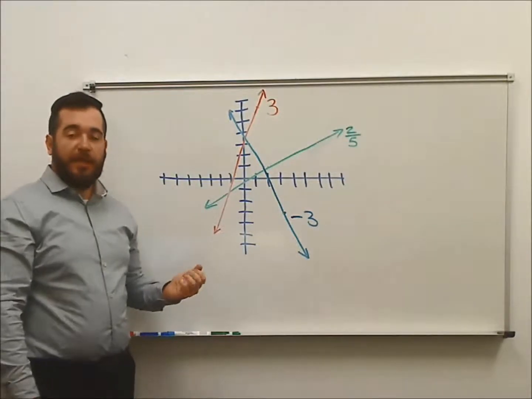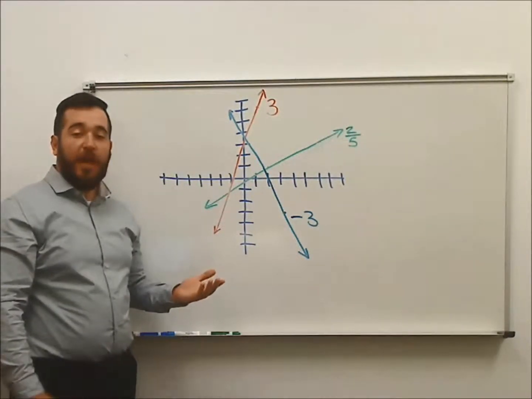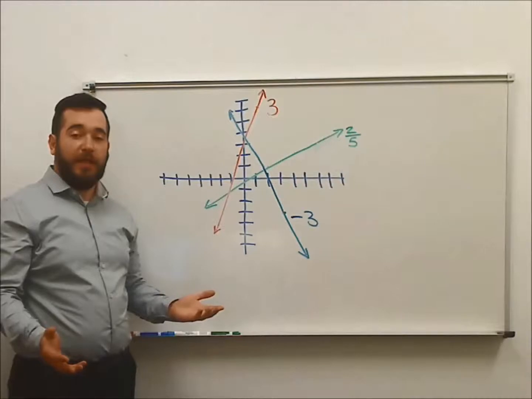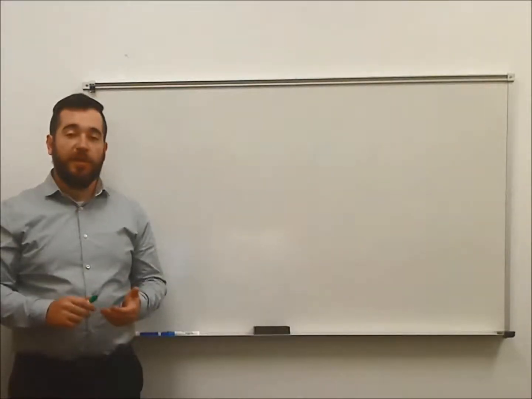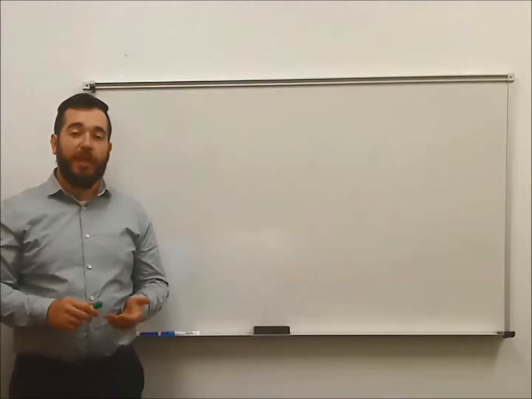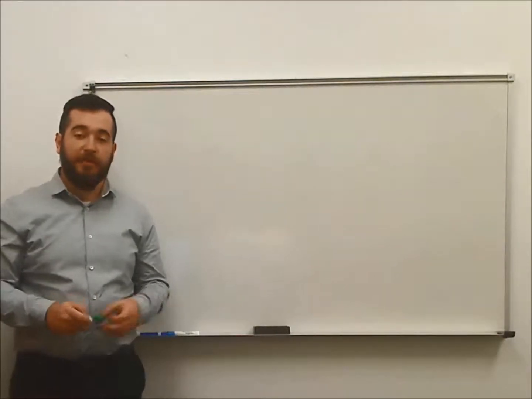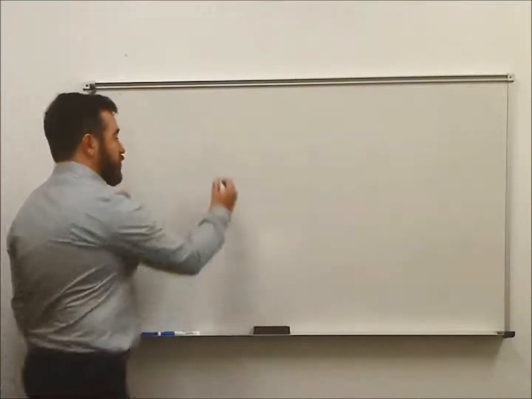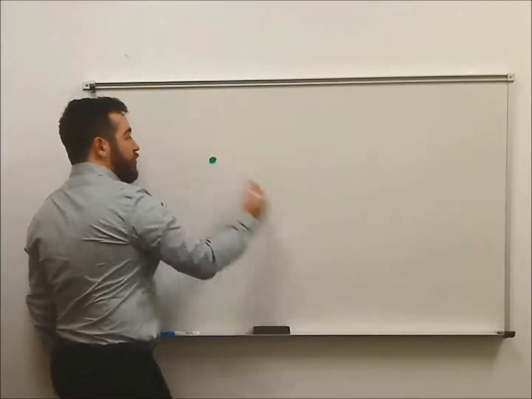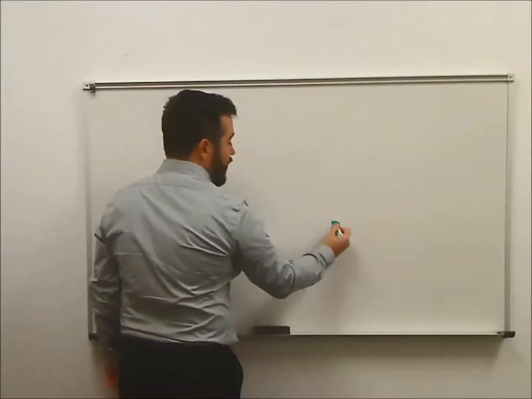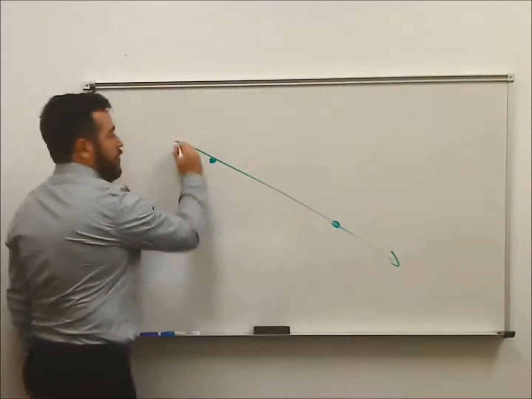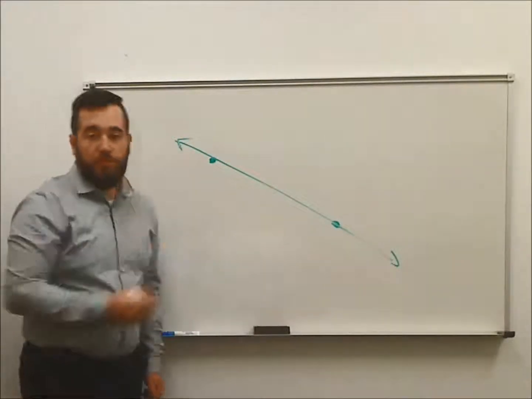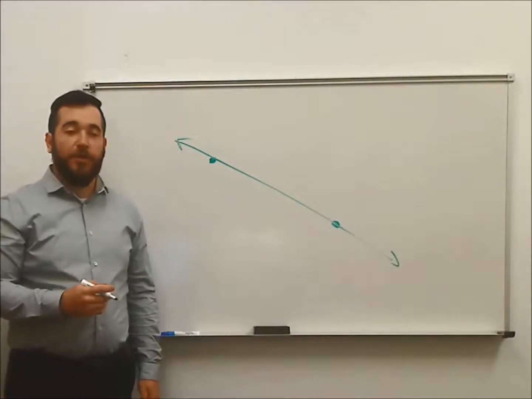Now, let's take 2 points and calculate the slope of that line. Now, to figure out the slope of a line, all you need is 2 points. Remember that any 2 points can determine a line. For example, here's a point, here's another point, there's the line determined by 2 points.